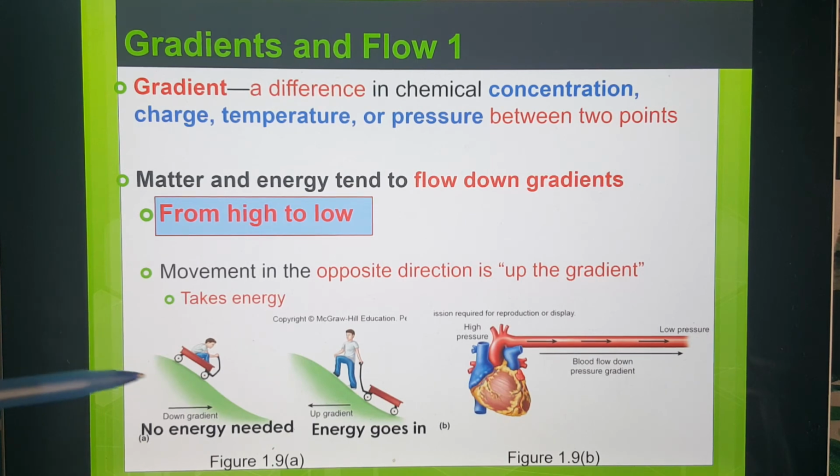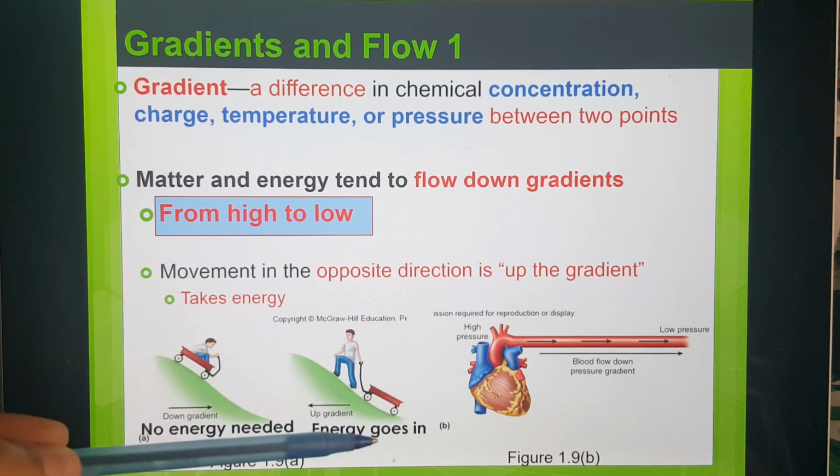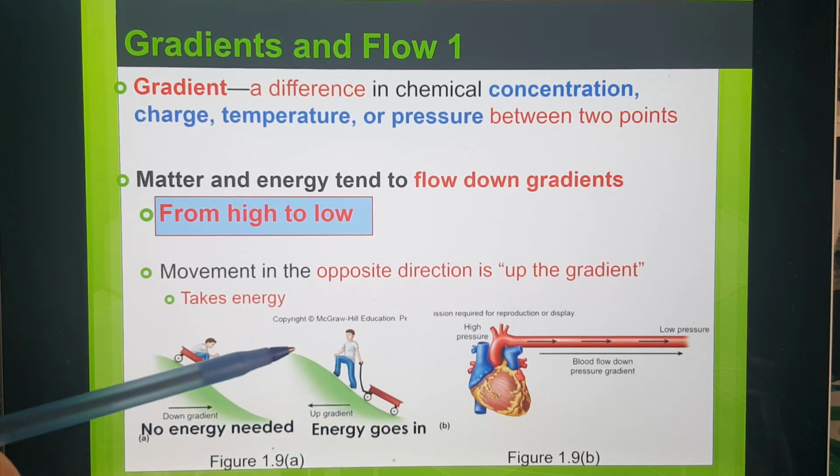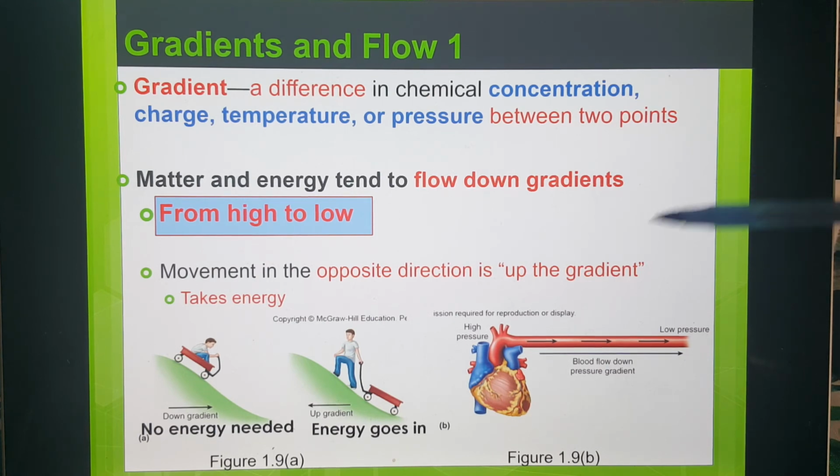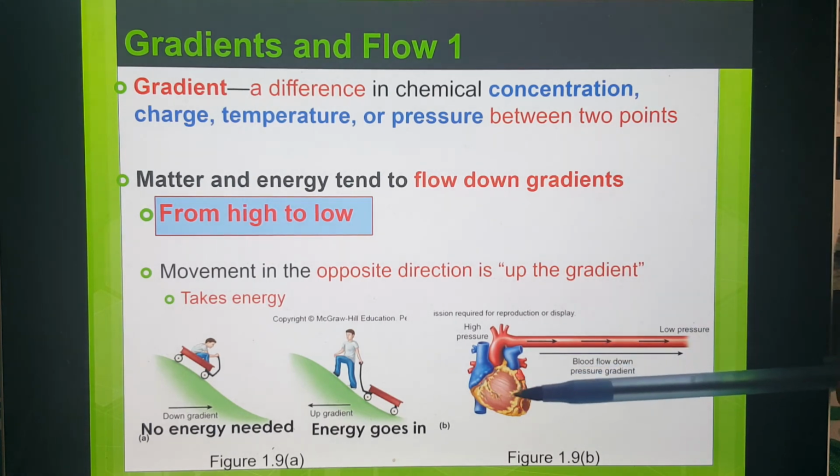For example, if I'm looking at the little dude with his wagon, if he's going to go down the gradient, in this case down the hill, he can just sit in his wagon and let gravity do its job. But if he has to set up his gradient, so get back up the hill, it actually takes energy. So in order to set up these gradients, we need to put work in, or put energy in, to set up that gradient.